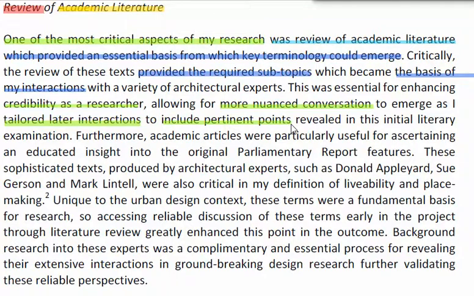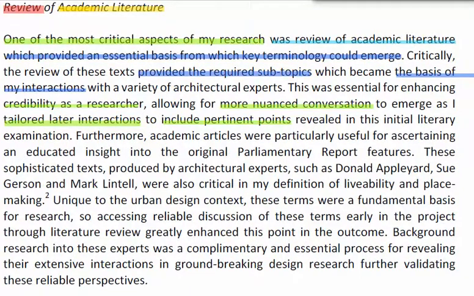So it's a multi-step process here. Okay, it's not just I did a literature review, it was good. It's I did a literature review. This was the preparation for the next step. Because I was prepared, I had a better interview. Because I had a better interview, I answered my question better. It's got to be linked.